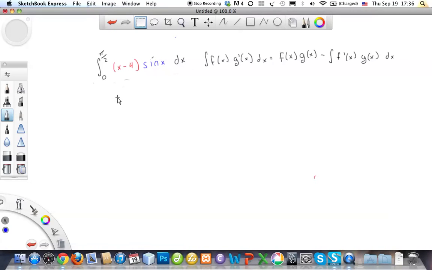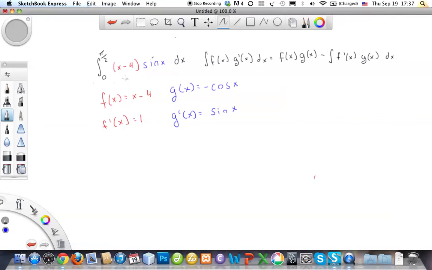In this video I want to give another example of integration by parts, but this time using a definite integral. So I'm going to assign f of x equal to x minus 4, f prime of x equal to 1. I'm going to set g prime of x equal to sine of x, so g of x is the integral of sine of x, which is negative cosine of x.